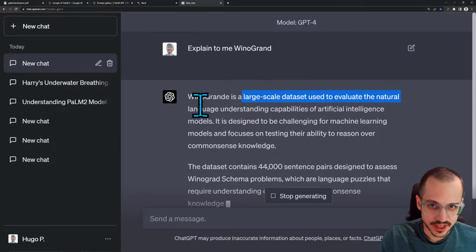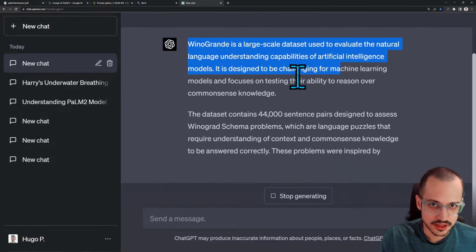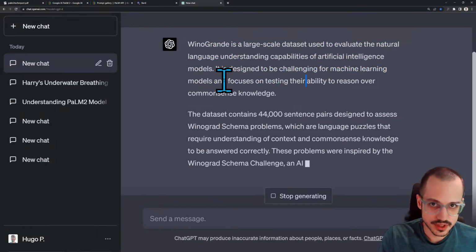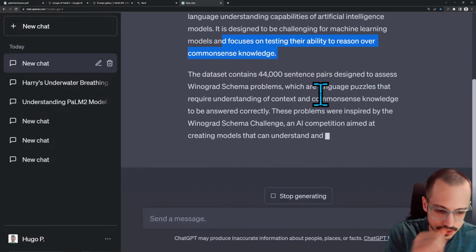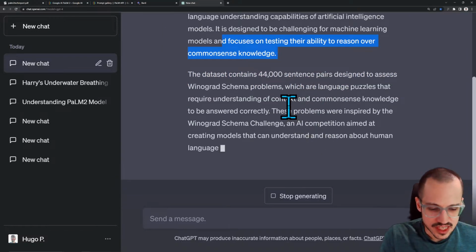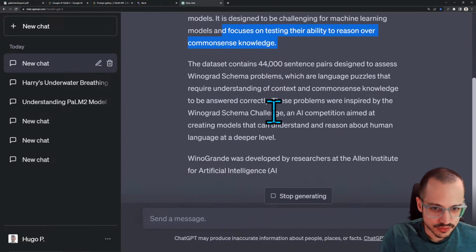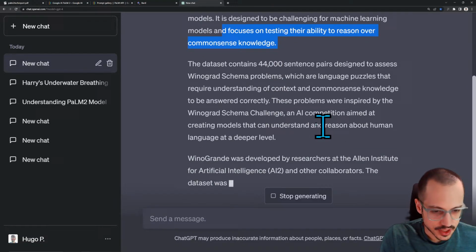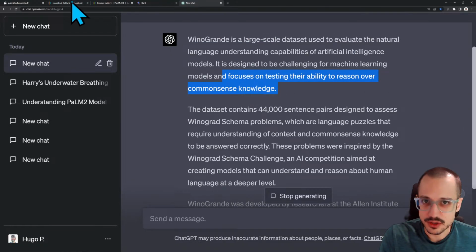Large-scale dataset used to evaluate natural language understanding. Challenging for machine learning models. Focuses on testing their ability to reason over common sense knowledge. Okay, so it's one of these kind of like, if Sally has 3 apples and John has 4 apples and they both give 3 apples to Tim, it sounds like one of those types of benchmarks.